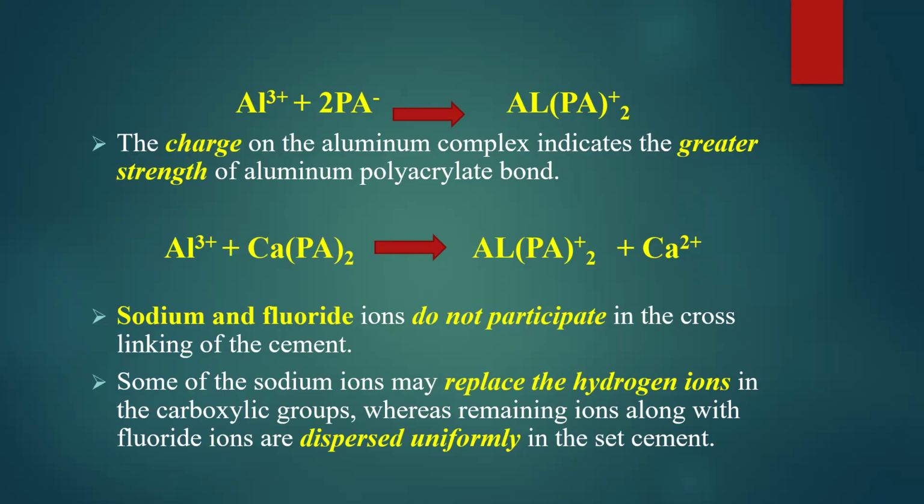Now, if you remember, in the first initial stage, a lot of ions were released, not only aluminum and calcium. Along with aluminum and calcium, there was a release of fluoride ions, sodium ions, and even silicate ions.